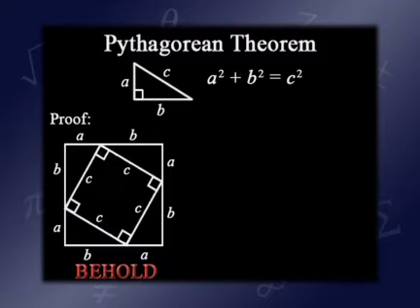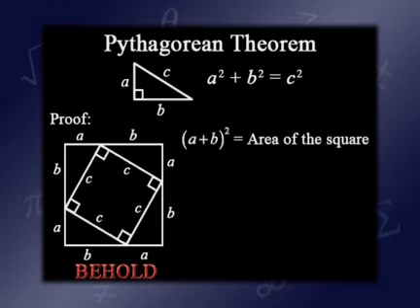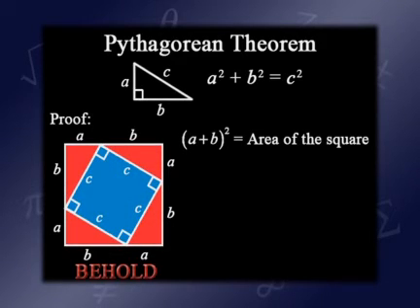Now I ask, what is the area of the big square? Okay, the area of that square is A plus B squared, right? On the other hand, we can compute the area of that square by computing the areas of those triangles plus the area of the square in the middle, right? What's the area of each of those right triangles? 1/2 A times B. So when we add up all of those areas, we have 4 times 1/2 A times B, plus the area of that square in the middle.